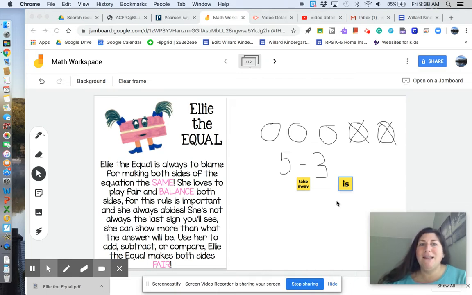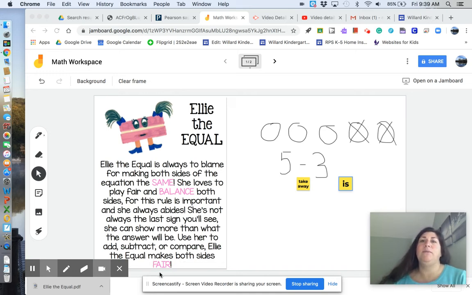So here's Ellie's little poem, just so we can get to know her a bit. Ellie the equal is always to blame for making both sides of the equation the same. She loves to play fair and balance both sides, for this rule is important and she always abides. She's not always the last sign you'll see. She can show more than what the answer will be. Use her to add, subtract, or compare. Ellie the equal makes both sides fair. So that's what Ellie does.